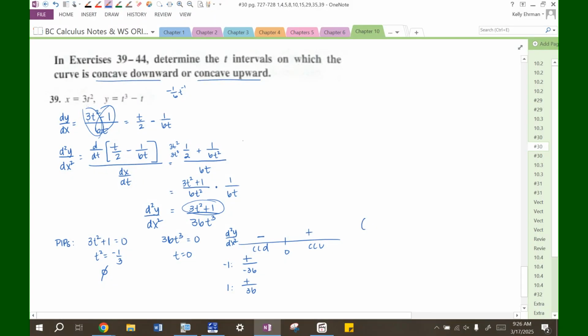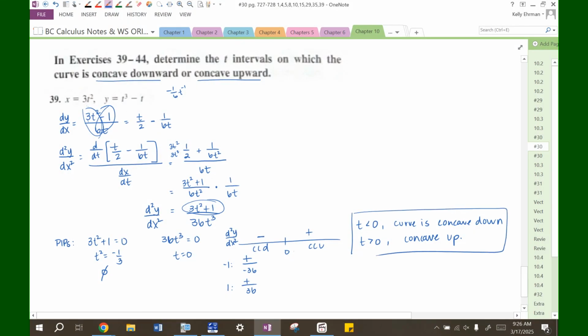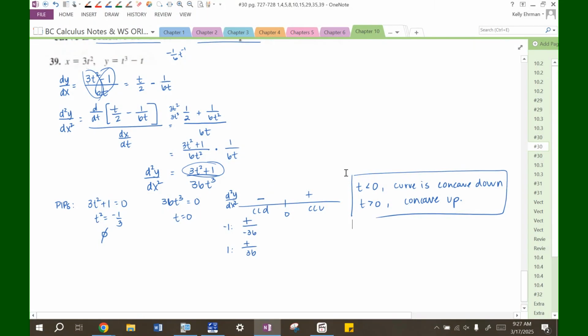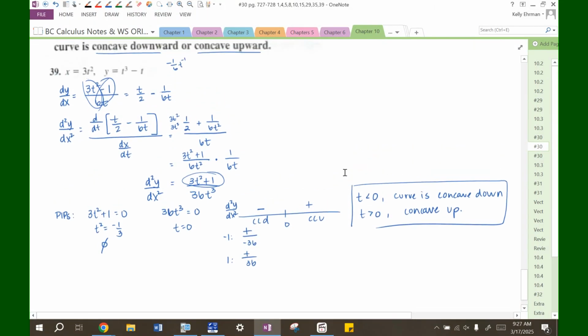So you can say from negative infinity to 0, or for t less than 0, the curve is concave down. And for t greater than 0, concave up. I'm not including 0 in any of those because 0 is an inflection point, and there's no concavity at the point of inflection. All right, I think that finishes this assignment. So come into office hours if you have any questions on this, and we'll keep going on.